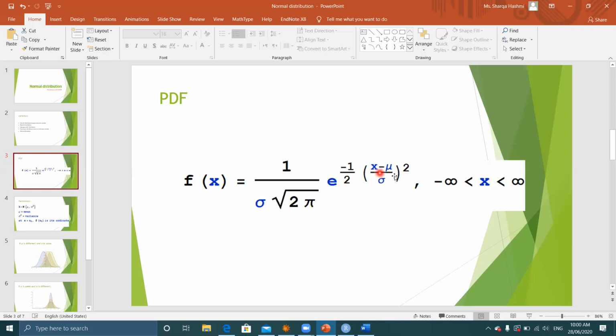So range of x is always written with comma, and range is minus infinity to plus infinity. X is of continuous type, that's why two values minus infinity and plus infinity are given, and in between all the points on the number line are included in this range.